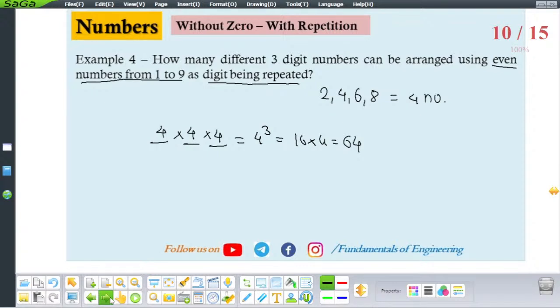Are you getting all the points which we are discussing? That is very important whenever you are solving questions in your exams.